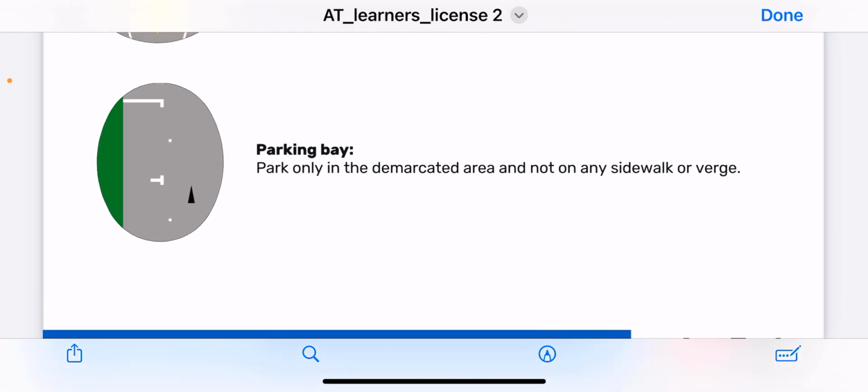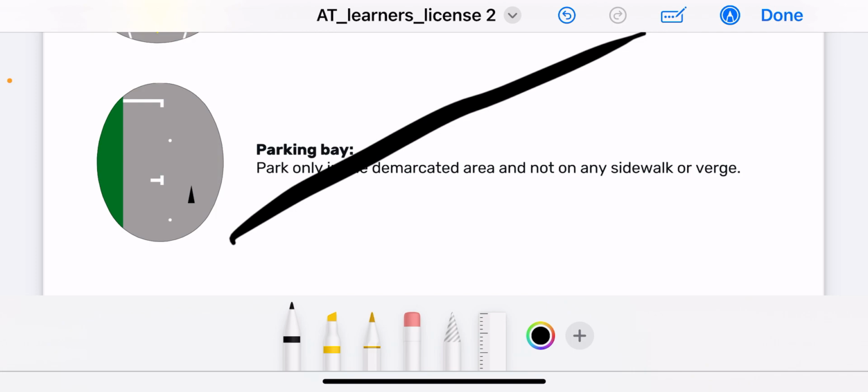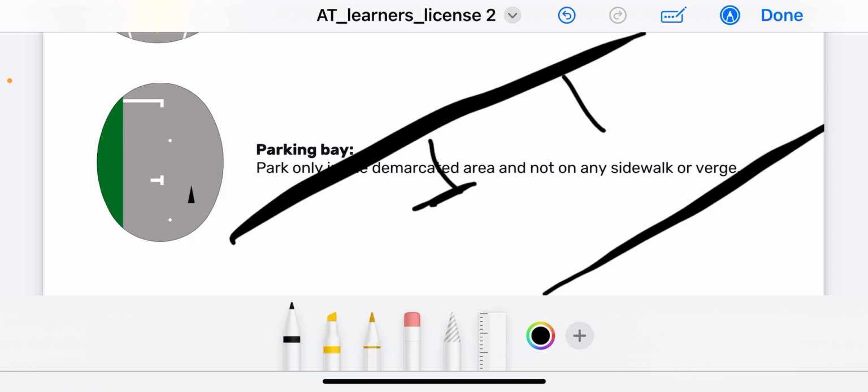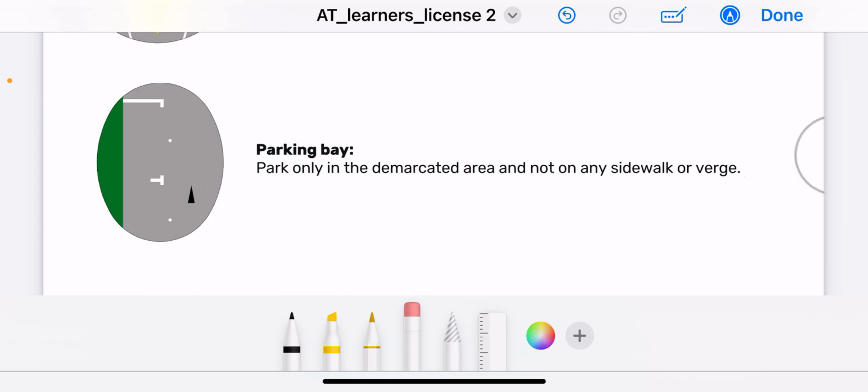And then you have the parking bay. This is the parking bay. It's normally just on the verge of the road. Park only in the demarcated area and not on any sidewalk or verge. You've seen the parking bay. This is your road, and then you normally see something like this by the side of the road. When the cars park here, they park in a sort of parallel parking. This is a car, this is another car, whilst the road is still here. So this is the parking bay, just next to the pavement.